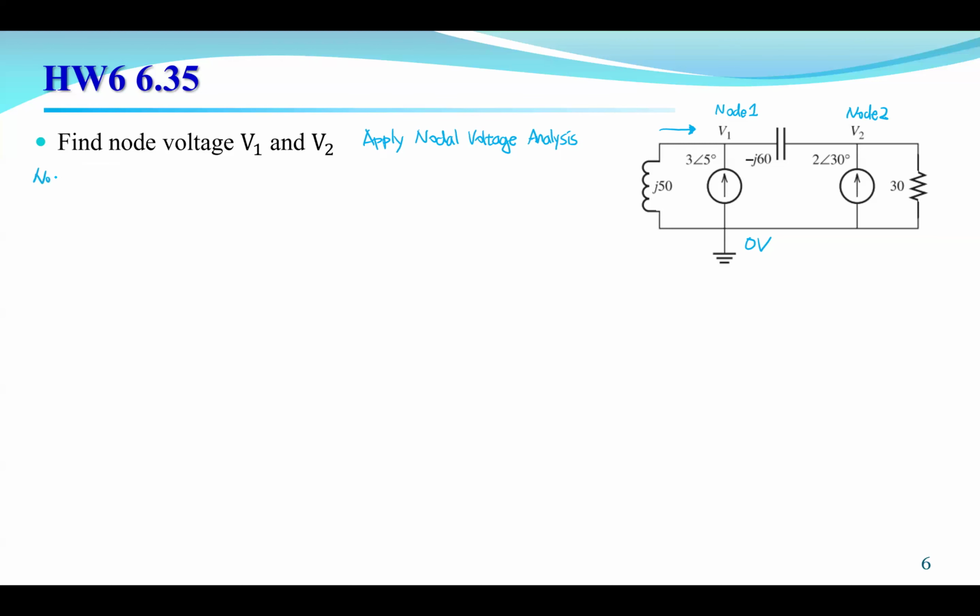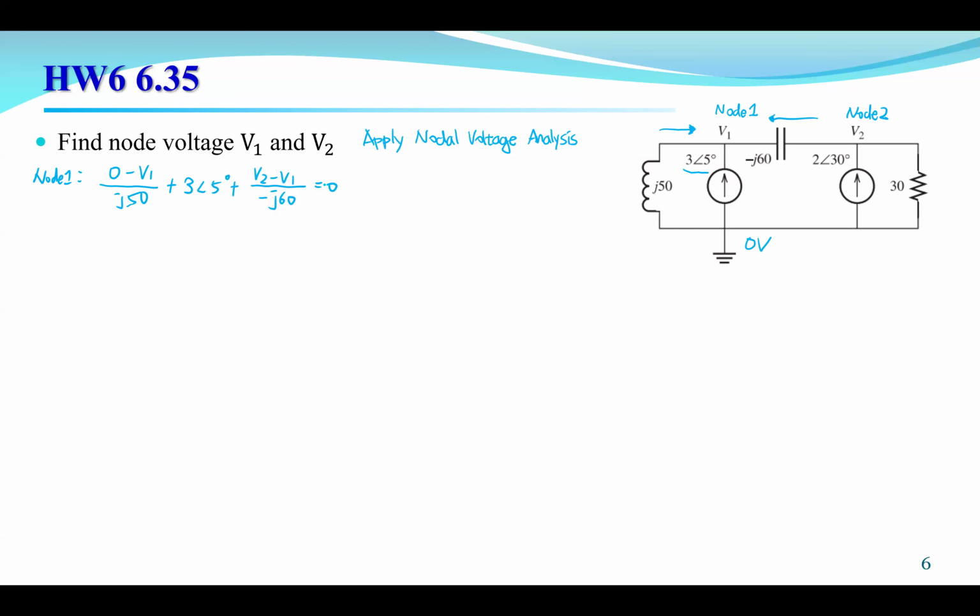At node 1, we have 0 minus V1 divided by j50, plus, because we have the 3 angle 5-degree current source flowing into node 1, plus 3 angle 5 degrees, plus the current flowing from node 2 to node 1, which is V2 minus V1 divided by minus j60, equals 0. This is our first equation.